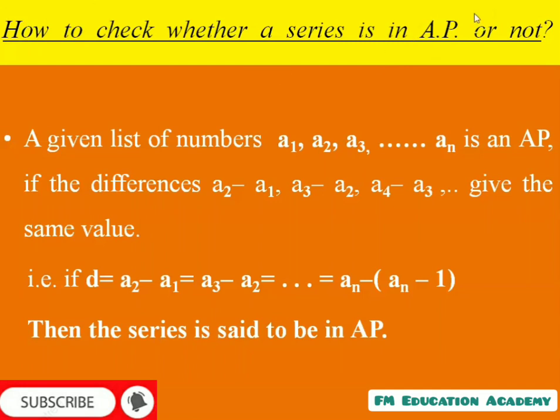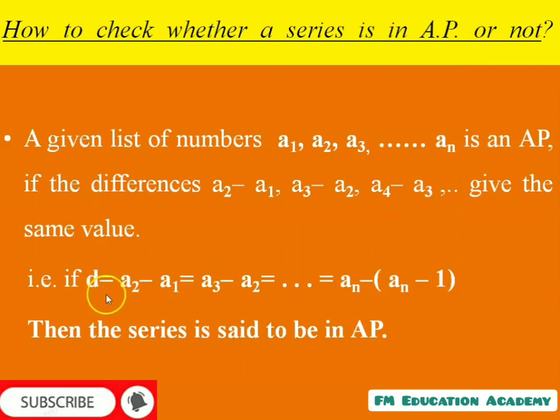This type of question is seen in many exams, where it will ask you to check whether a series is an AP or not. So remember, a given list of numbers, that is a1, a2, a3 up to an, is an AP if the differences are the same: if I subtract a2 minus a1, or a3 minus a2, or an minus an-1, or a4 minus a3. That is, second term minus first term, or third term minus second term, similarly I'll get the same number. For a2 minus a1, for example, I'm getting 8. Then for a3 minus a2 also I should get 8, and for a4 minus a3 also I should get 8.